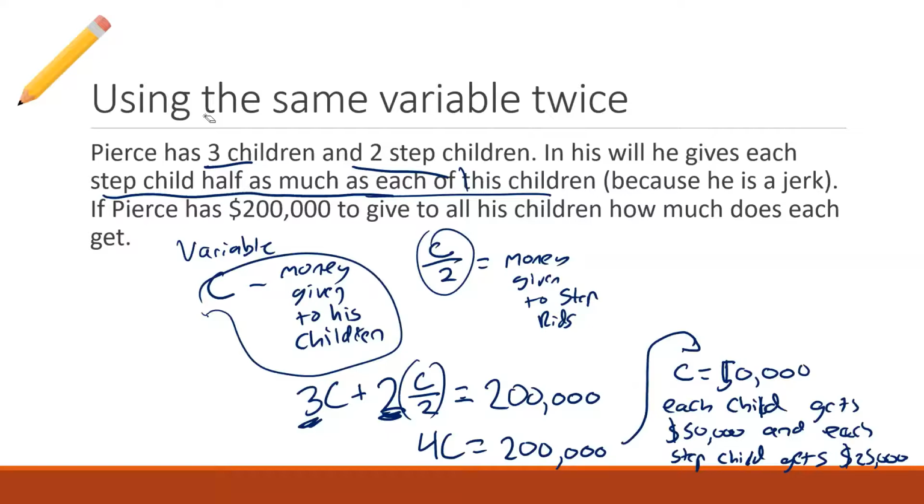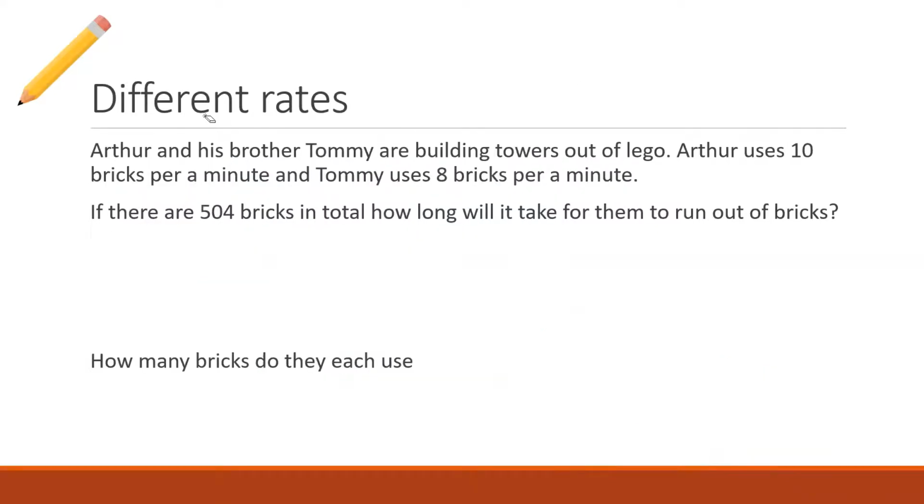Okay, we're going to move on to the last one. There's only one question like this in 3D, but I wanted to talk to you about it anyway. Arthur and his brother Tommy are building towers out of Lego. Arthur uses 10 bricks per minute, whereas Tommy uses 8 bricks per minute. If there are 504 bricks in total, how long will it take for them to run out of bricks?